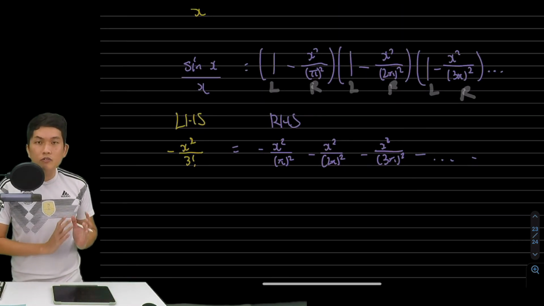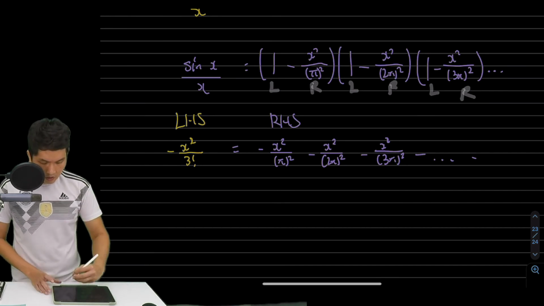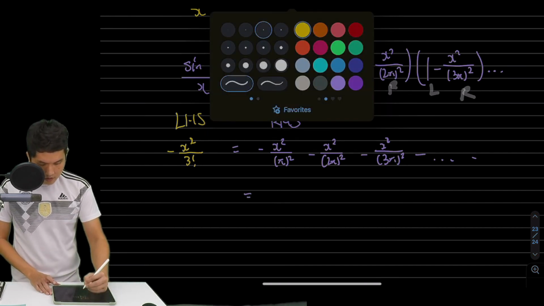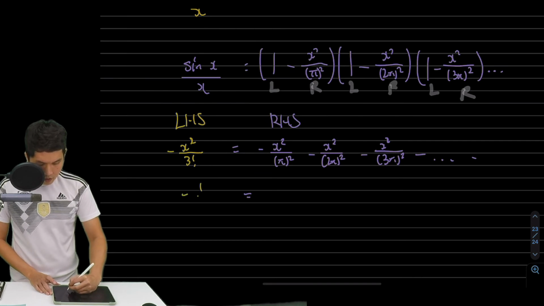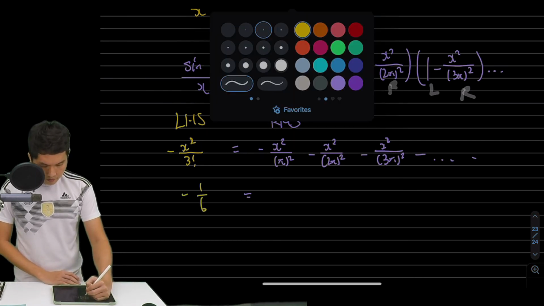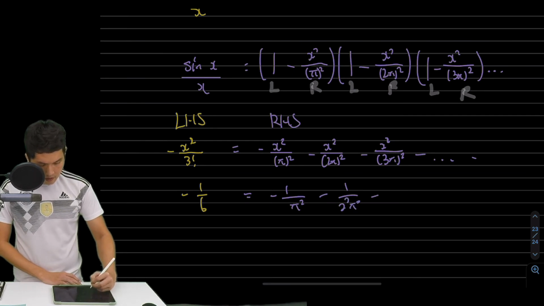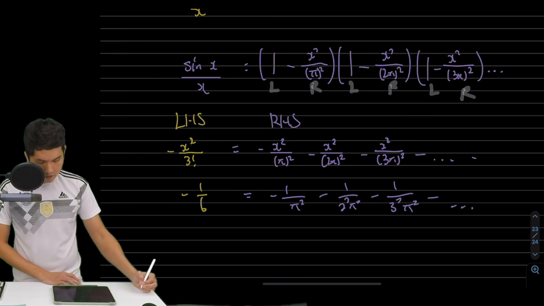Now, if I only want to look at the coefficient, meaning I don't want to look at x squared, okay, I can sort of say that, oh, you know what? That means negative 1 over 3 factorial, which is negative 1 over 6, is equal to negative 1 over pi squared, negative 1 over 2 squared pi squared, negative 1 over 3 squared times pi squared, and so on and so forth.